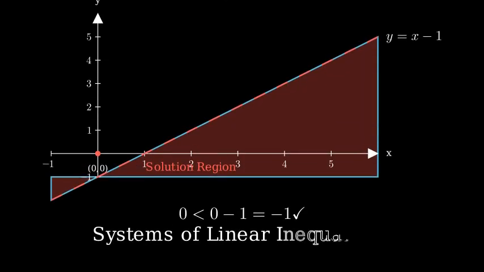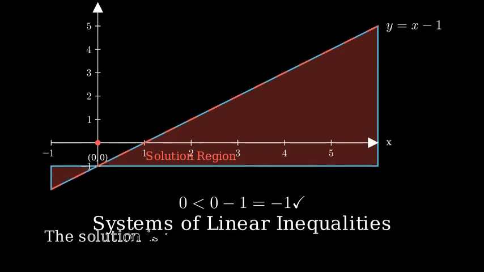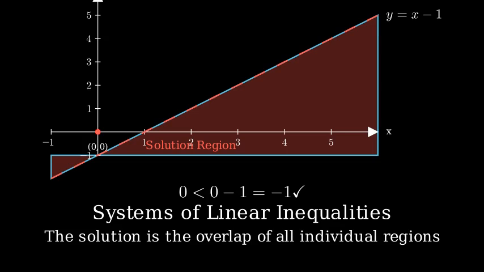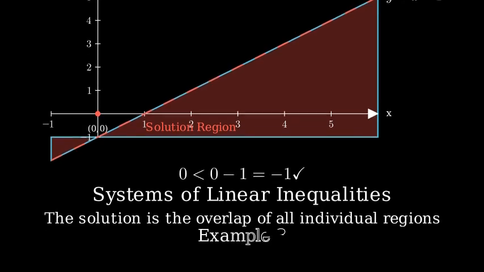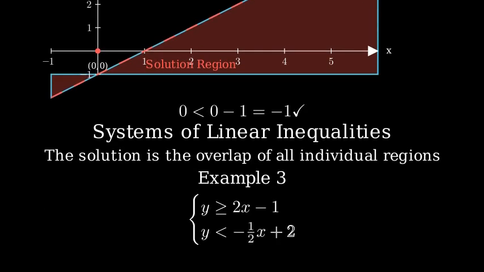Now, let's move on to systems of inequalities. A system of inequalities consists of two or more inequalities that must be satisfied simultaneously. The solution is the region where all individual solution regions overlap. For our third example, we'll work with this system. y is greater than or equal to 2x minus 1, and y is less than negative 1/2 x plus 2. Step 1. Both inequalities are already in slope-intercept form, so we can proceed directly to graphing them.